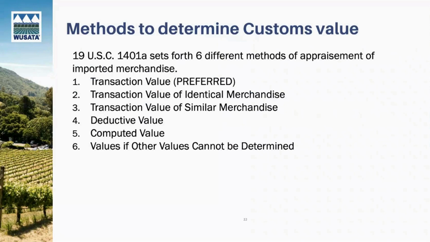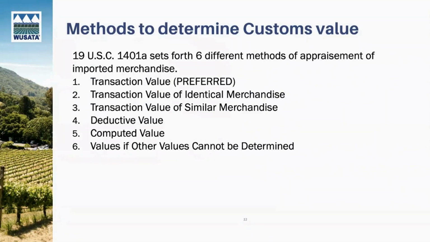If you don't have a transaction value, why would you not have one? If you don't sell it, you won't have a transaction value, right? If your goods are sent for research, as a sample, as a consignment, as a gift, it won't have a transaction value. Then customs says use the following 5 methods in order. A transaction value of an identical merchandise, then if there is none, a similar merchandise.